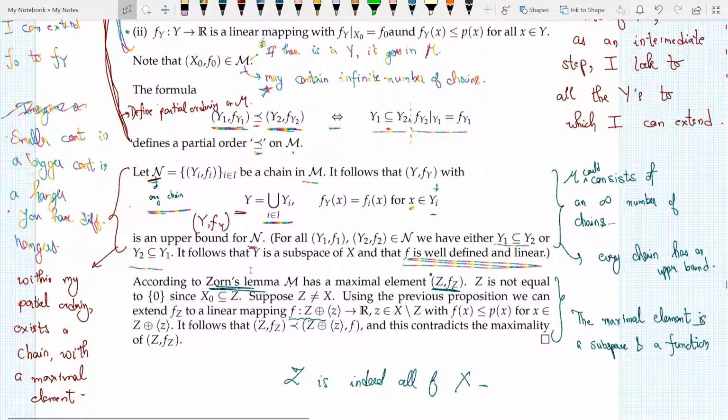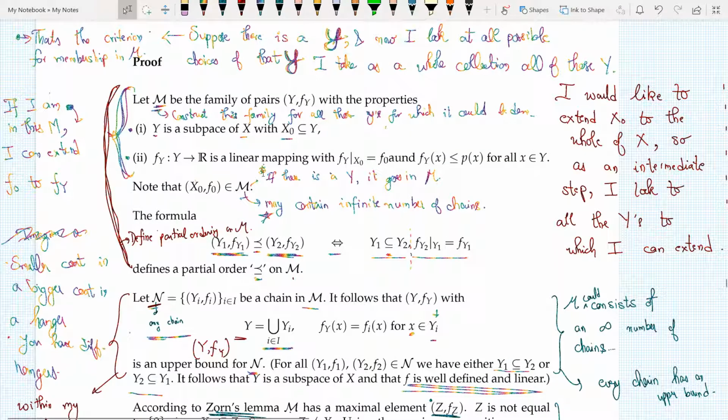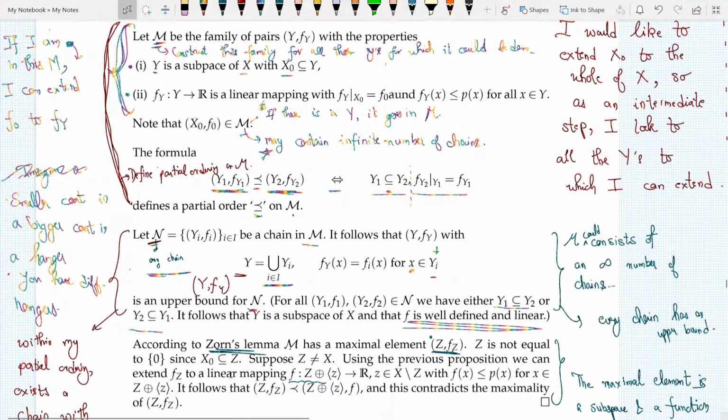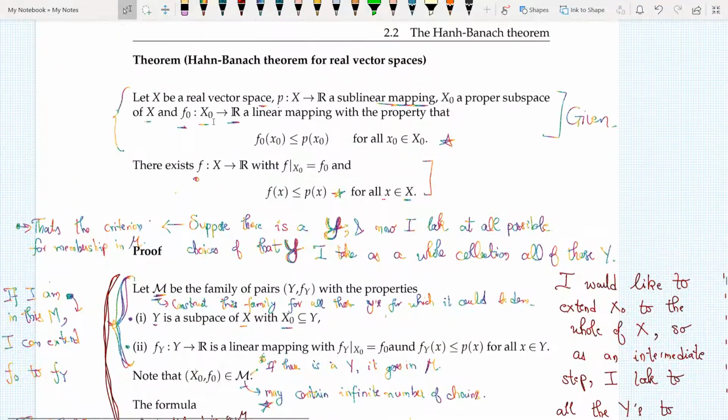Now I invoke Zorn's lemma. I say that okay, I had a partial ordering and I had chains defined on it such that every chain has an upper bound. Therefore, M itself has a maximal element. I call this maximal element Z, f Z, and then I prove by contradiction that Z is indeed my capital X, so that my functional can be extended from X0 to capital X, and it satisfies this property.